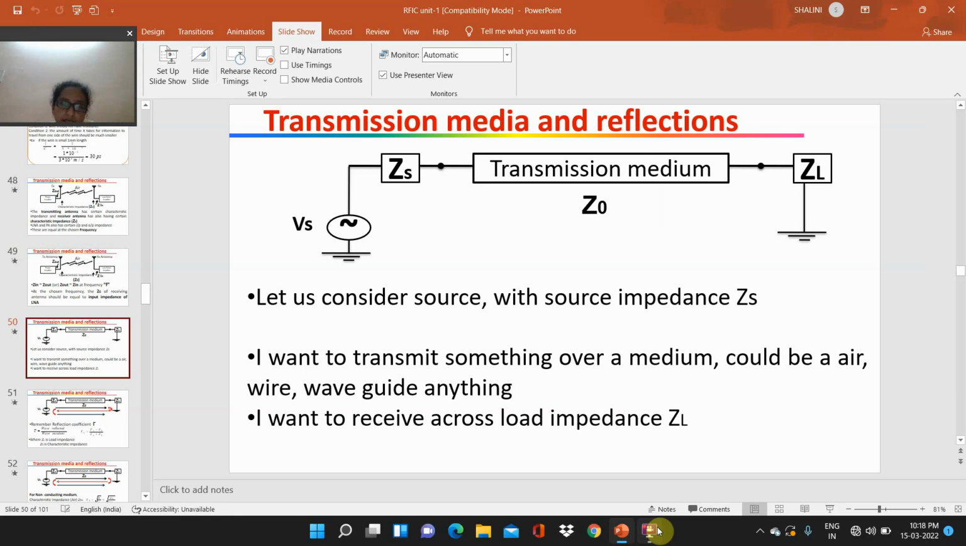Next, let us consider a source with source impedance Zs. I want to transmit something over a medium, which could be air, wire, or anything else, a waveguide also. I want to receive across the load impedance at the output side, that is ZL.